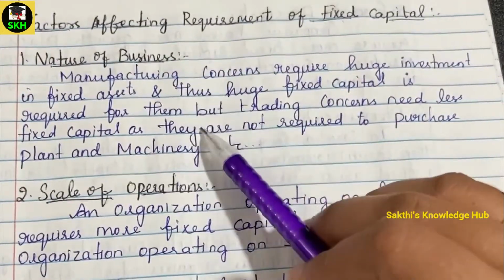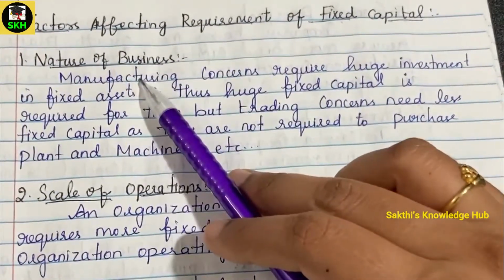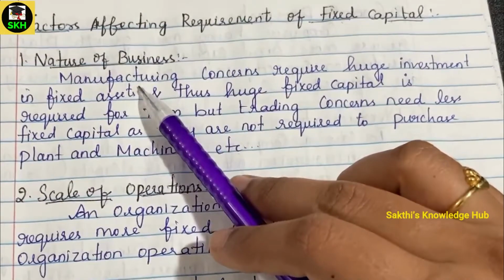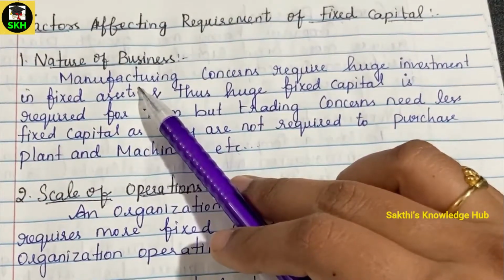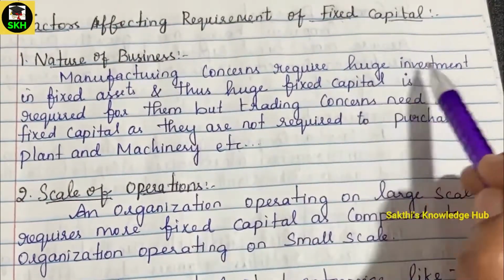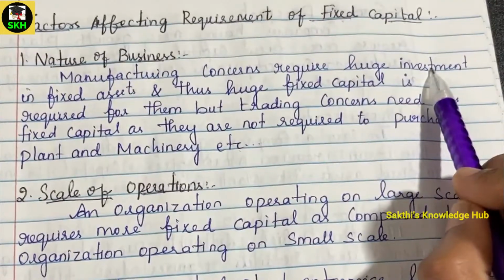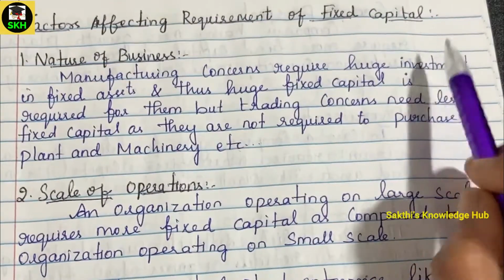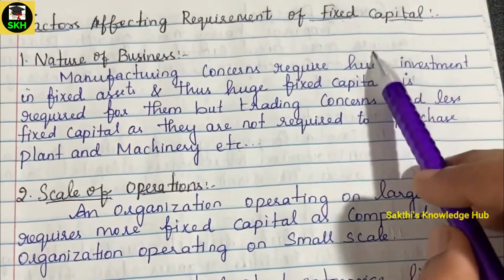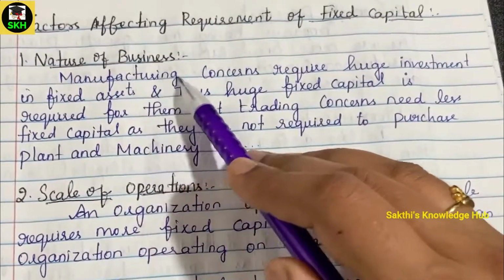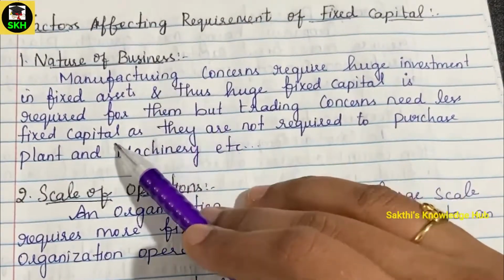So here we have two situations. The first is the manufacturing concern. In case our business nature is manufacturing oriented, definitely we need a huge investment because we need to buy all the bulk raw materials, heavy equipped plants and machineries, all those things. We need to make some fixed capital investment. So on that basis, if our business is a manufacturing concern, definitely we need a huge amount.